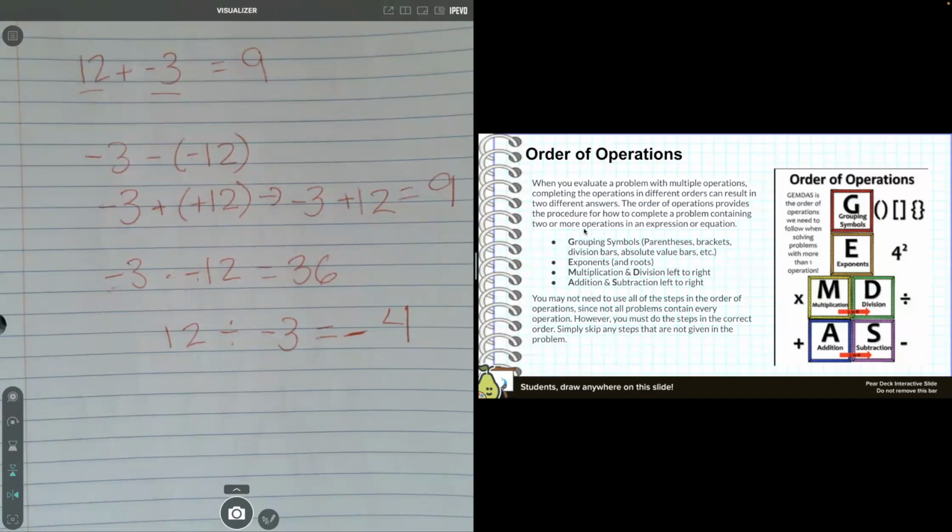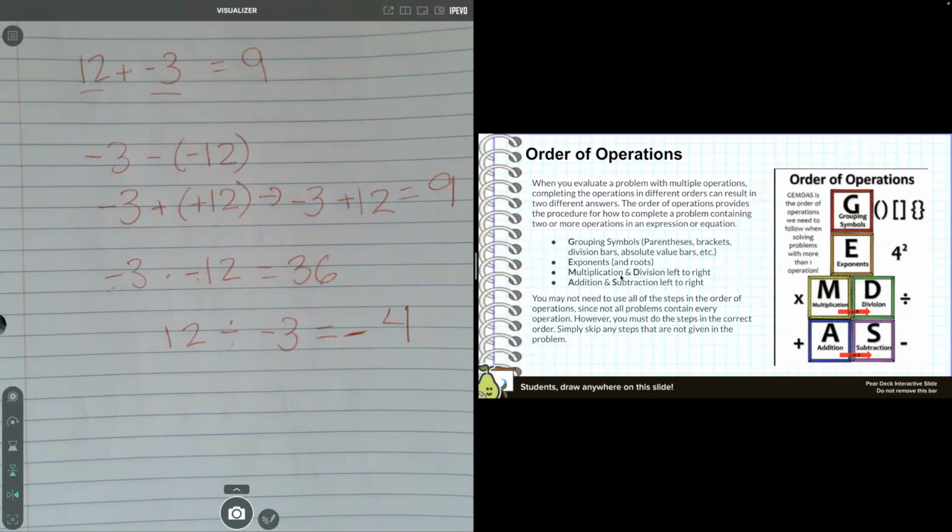So the order of operations that we follow are grouping symbols first. That's going to be all the parentheses, brackets, absolute value bars, and anything like that. Then exponents would come next, or any roots. For example, 4 to the second power, that's an exponent. That's what you would move on to after you already sort out your grouping symbols.